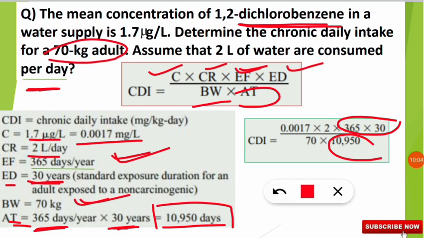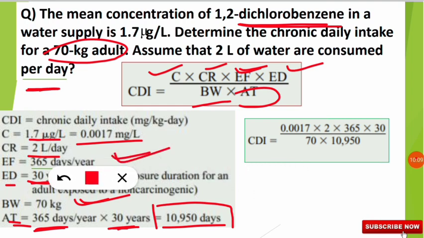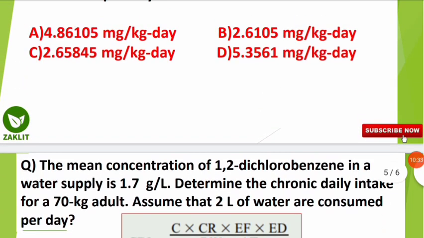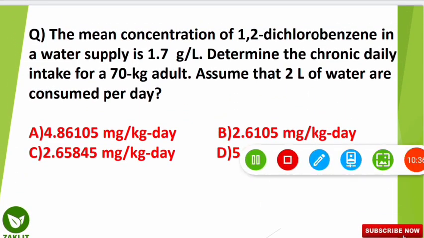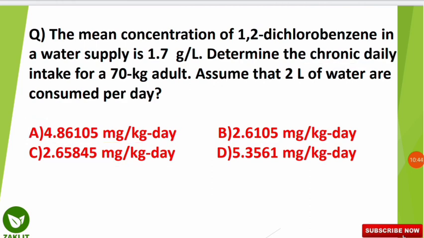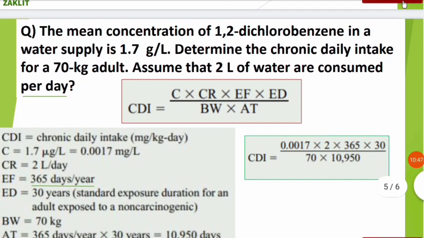After putting in all these values, we get the CDI of the person taking this water. After solving, we get 4.86 into 10 to the power minus 5 milligram per kg day. That will be the answer. You can solve this and check whether it is present in the options. Yes, in option A it was given: 4.86 into 10 to the power minus 5 milligram per kg day is the CDI, the chronic daily intake, of that person. So with the help of this formula, you can find the solution to this kind of question.